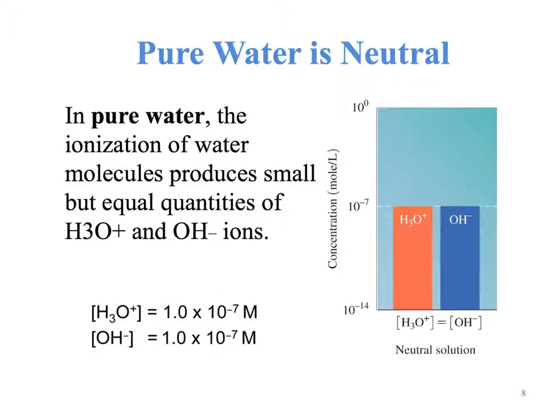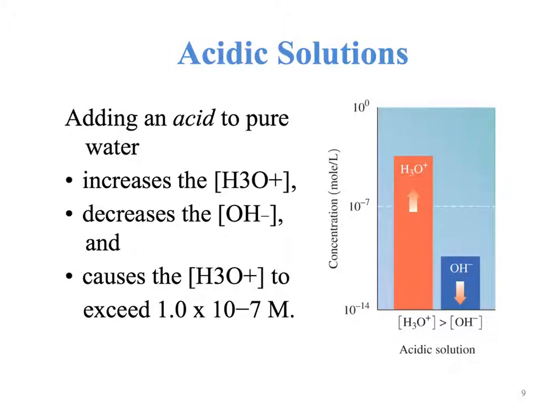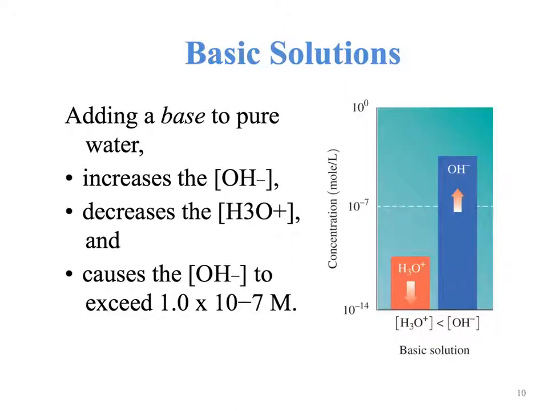Pure water is neutral because the concentration of H3O plus and the concentration of OH minus are the same. So when we have acid solutions, the concentration of H3O plus is greater than the concentration of OH minus. And when we have basic solutions, the concentration of OH minus is greater than the concentration of H3O plus.